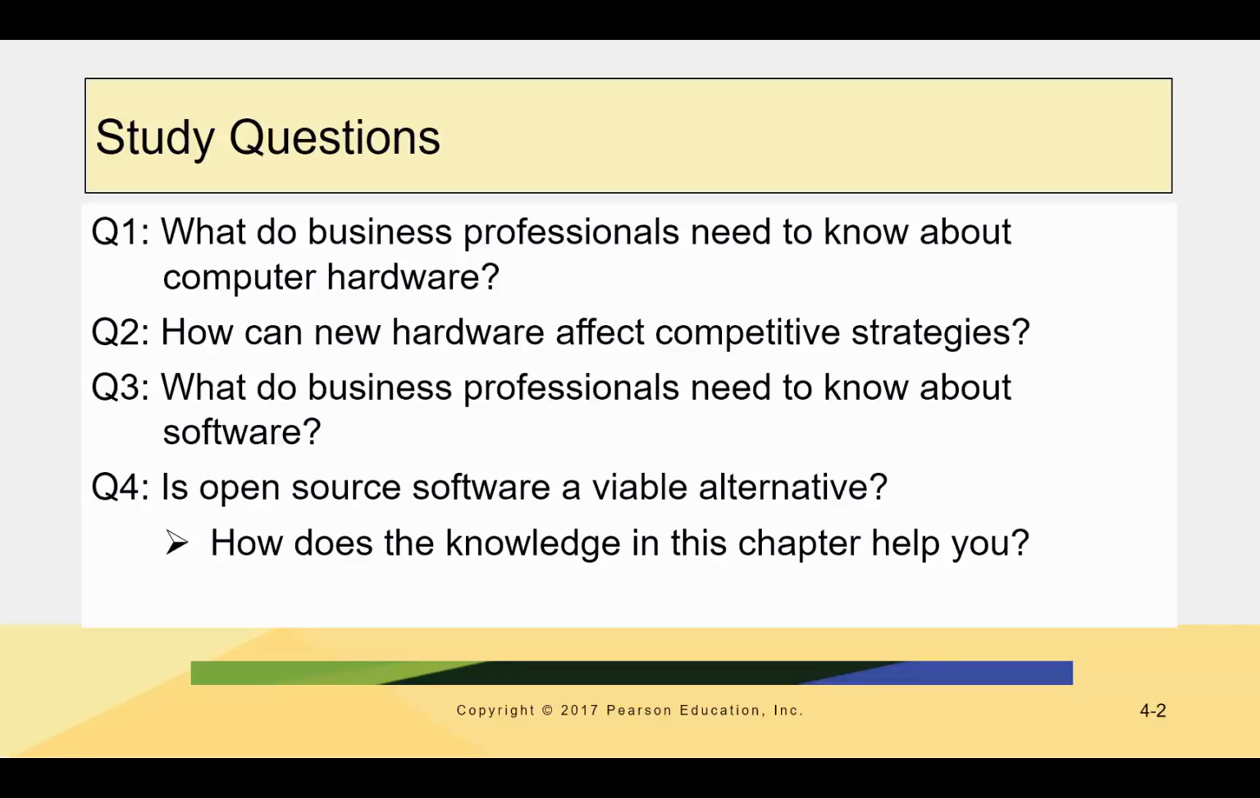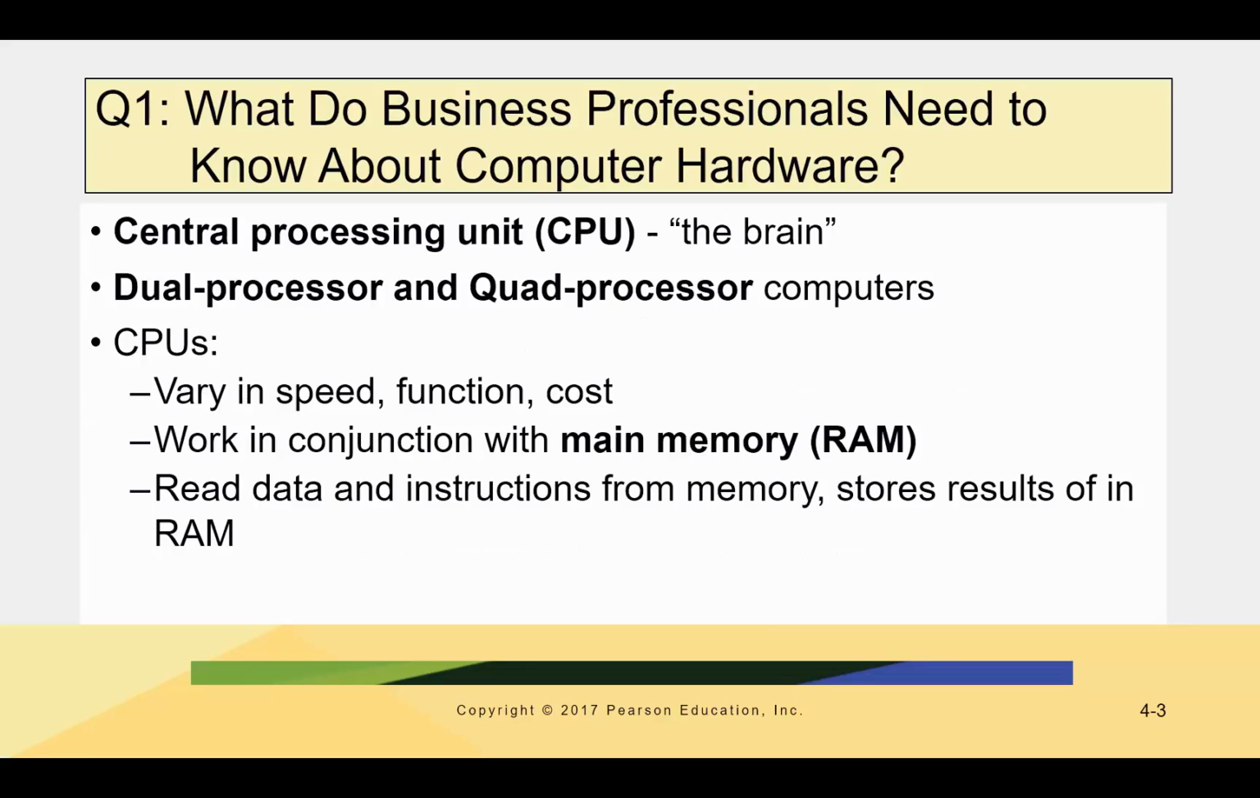So what do you all need to know about hardware and software? Hopefully I'll tell you. Again, many of you are in a business major and you need to know something about it, but I'll try to keep it as surface oriented as possible. The author asks, how can the hardware affect competitive strategies? Hopefully I'll point that out to you. What do you need to know about software? And then open source software, can it be a viable alternative? I'll go through open source software like Linux in detail and see what we can do to get this done.